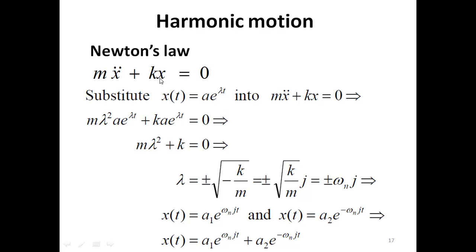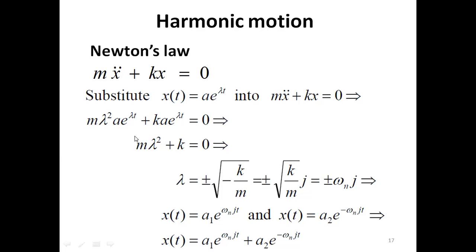So putting for x, which is a exponential lambda t, and putting for x double dot, which is lambda square a exponential lambda t, now we can take a exponential lambda t as common. Inside the parentheses, we would have m lambda square plus k equal to 0, and outside the parentheses we have a exponential lambda t.